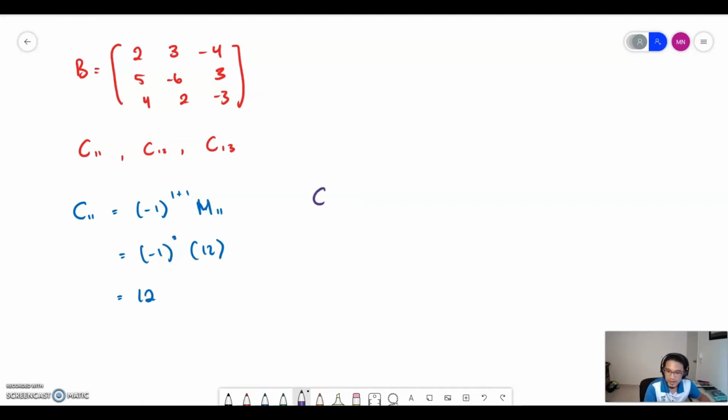Okay, so then next is cofactor 1, 2. The cofactor 1, 2 is equal to negative 1 to the power of 1 plus 2, M12. So that is negative 1 to the power of 3, and M12 is equal to negative 27. Negative 1 to the power of 3 is equal to negative 1, multiplied with negative 27, is equal to 27.